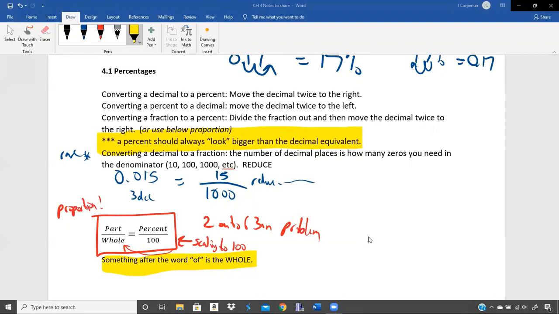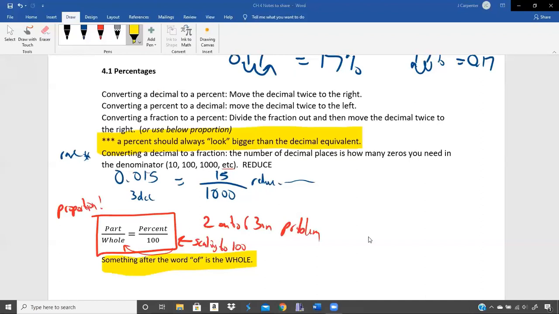So I would say 90% of problems, notice what I just did there, that means 9 out of 10, 90 out of 100. 90% of problems usually have the word "of" in there somewhere. It doesn't have to be in there, but you usually see it. So if you see the word "of", you know the next thing is the whole, which is what the bottom should be. The percent always goes with the 100, the part always goes with the whole.